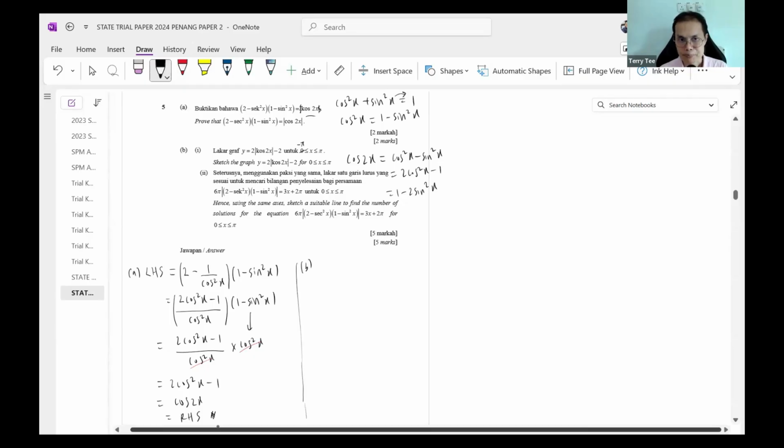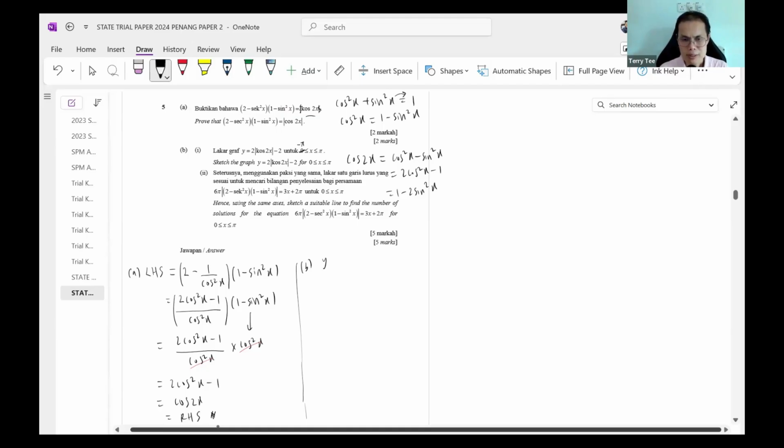Now have a look at part B. Actually, if you refer to the marking scheme solution, the graph is meant to be from minus pi to pi. So either we change the question or you change the solution. I think I'll just change the question here. Yeah, it's supposed to be negative pi to pi.